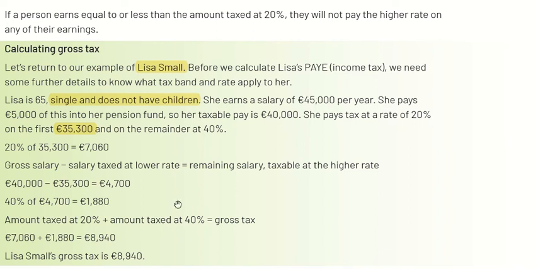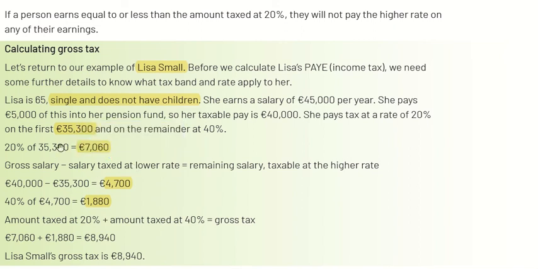40,000 even though she earns 45. So gross salary minus salary taxed at the lower rate gives the remaining salary taxed at the higher rate. So 40,000 minus the 35,300 that we've already calculated up here. The difference there would be 4,700 that still has to be taxed, but at the higher rate. So getting 40% of that 4,700 would be 1,880.